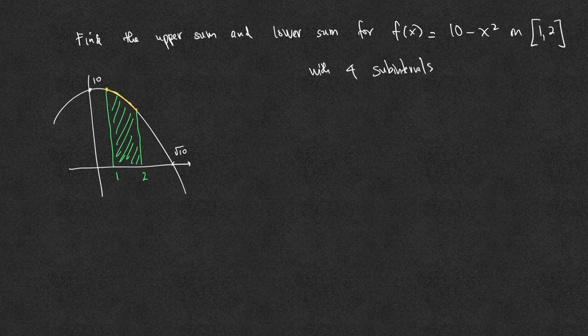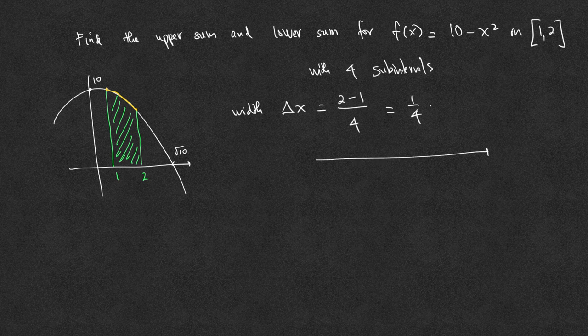Using 4 subintervals, the width of each subinterval is delta x, and delta x is always b minus a over n. n is 4 in this case. This is 1 over 4.